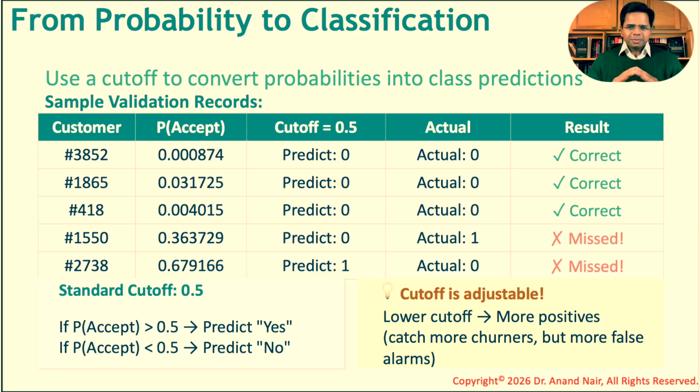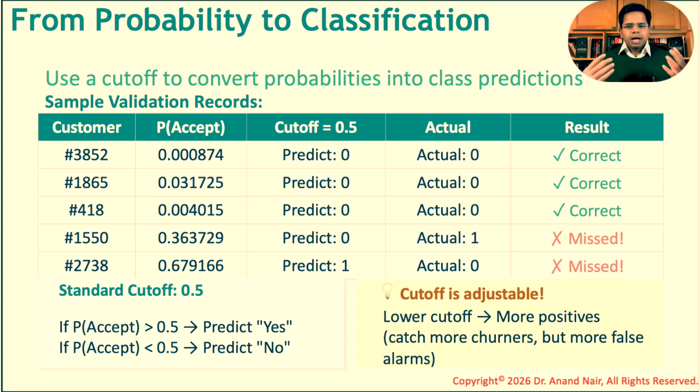Now the crucial step: turning probabilities into actual classifications. The model gives us probabilities, but the business needs a yes or no. Should we target this customer for the premium campaign? We use a cutoff, also called threshold. The standard is 0.5. If probability exceeds 50%, predict positive.